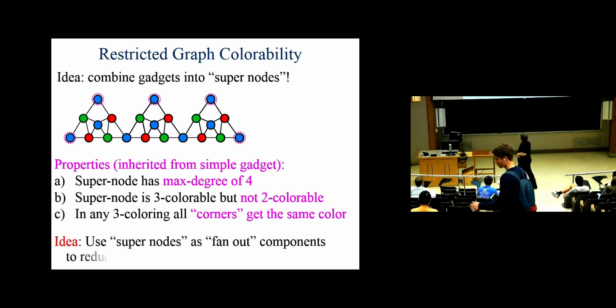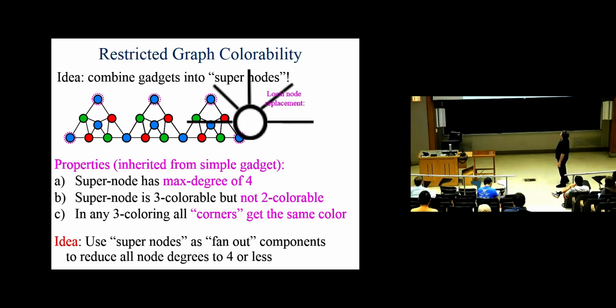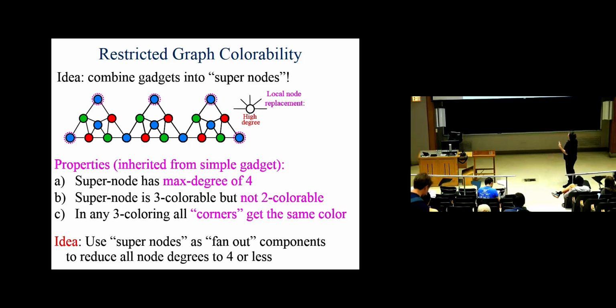So the idea is that we're going to use these supernodes, these super gadgets, as fan-out components to replace high-degree nodes with low-degree nodes in such a way that preserves three-colorability. And once we do that, amazingly, the graph will become max degree at most 4, and it'll be three-colorable if and only if the original graph was three-colorable.